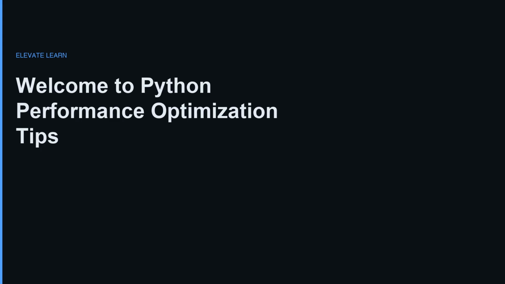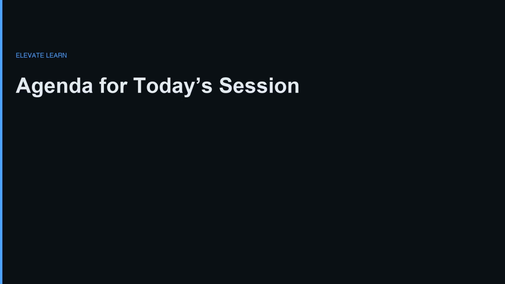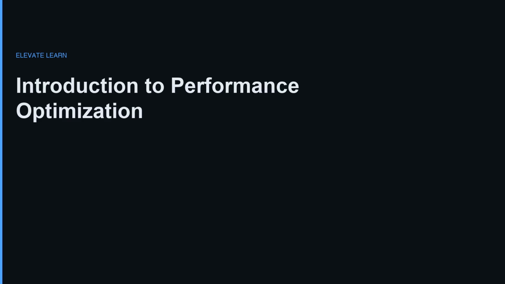I'm your host, Quinn, and together we'll explore some essential techniques to enhance the performance of your Python code. Let's get started. In this session, we'll cover the fundamentals of performance optimization in Python. We'll discuss common bottlenecks that might slow down your code and then dive into practical techniques to improve it. By the end of this tutorial, you'll have a solid understanding of how to optimize your Python applications for better speed and efficiency. Performance optimization is crucial for any Python application, especially those dealing with large datasets or complex computations.